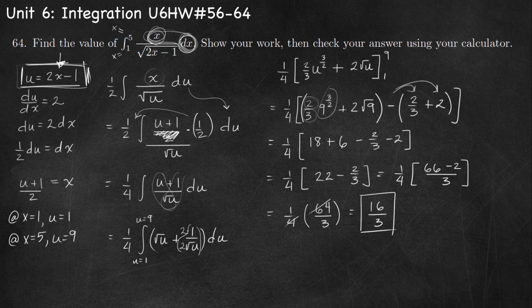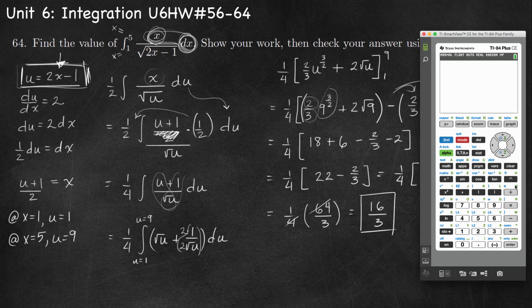And let's verify this on our calculator. If we use Math 9 with the original problem as it was given, so going back to the x's, we integrate from 1 to 5. And that original equation was x over the square root of 2x minus 1, all with respect to x. And that gives us 5.3 repeating. If we convert that to a decimal, 16/3.